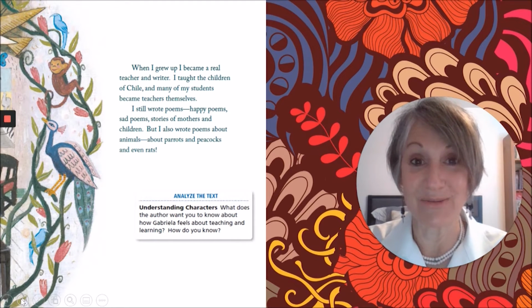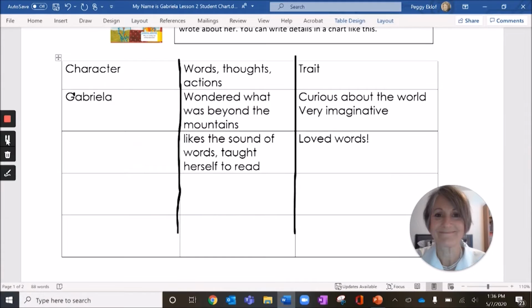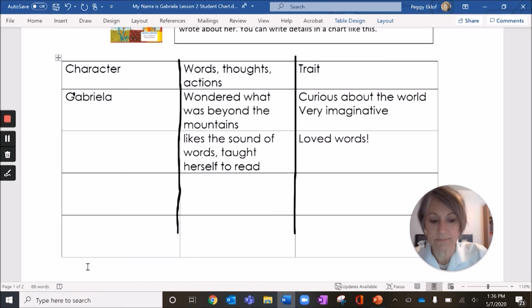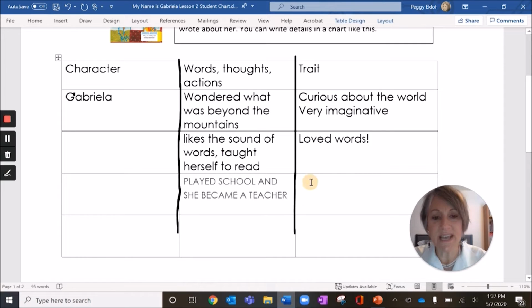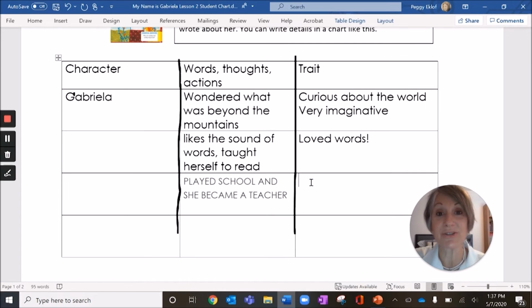Let's go to our graphic organizer because we just learned some more about Gabriela. So what are you thinking you're going to record here? I'm thinking that I'm going to record that she played school. She played school and she became a teacher. So what does that tell me about Gabriela? I think it tells me that she thinks learning and teaching are really important. Did you notice how she said that she taught her students and then a lot of those students became teachers and they taught more students? It's kind of like a cycle, isn't it?